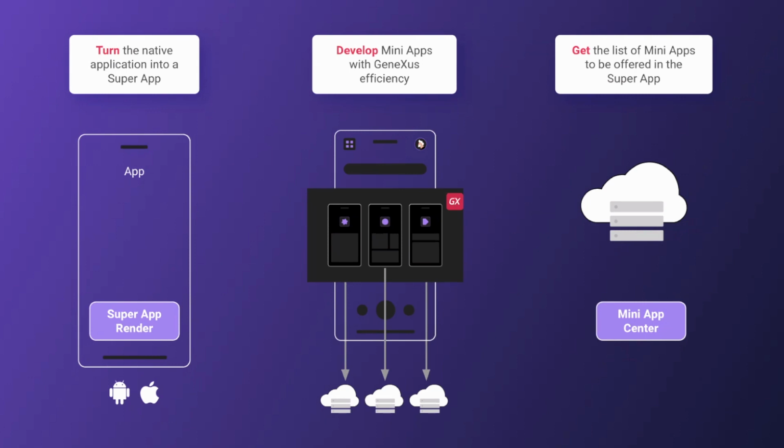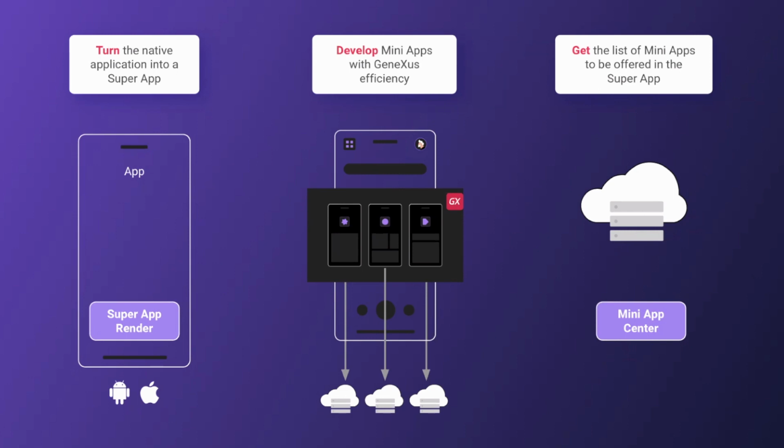And true to what GeneXus has been since inception, which is to be agnostic in terms of technology, now we give you the possibility to turn any application into a super app. It does not need to be a GeneXus application. It can be any other native application that was developed for iOS with Swift or Java for Android, or even platforms such as React Native or Flutter, which are very common. Well, you could turn all of those applications into super apps by incorporating what we call the super app render.